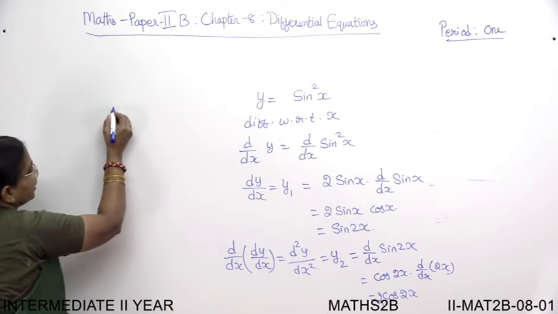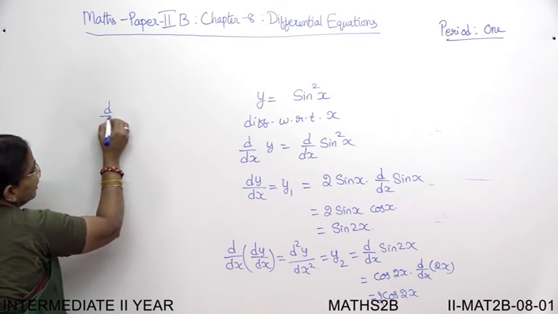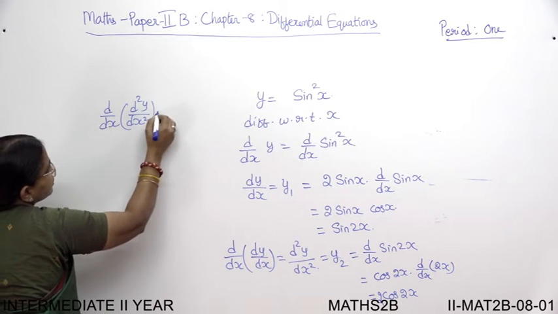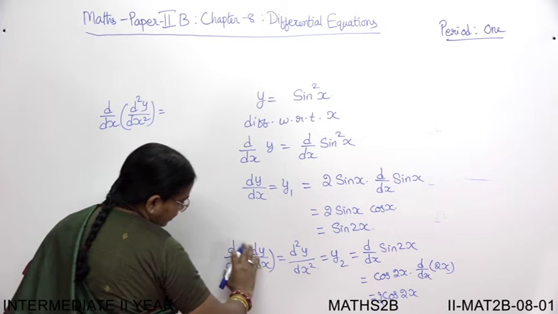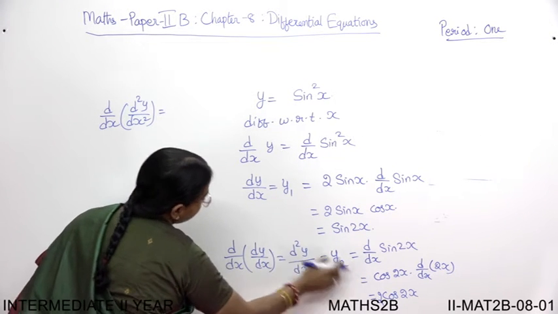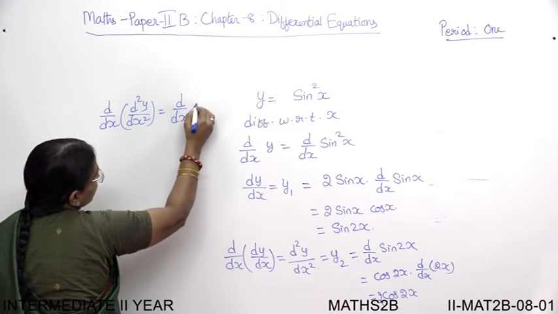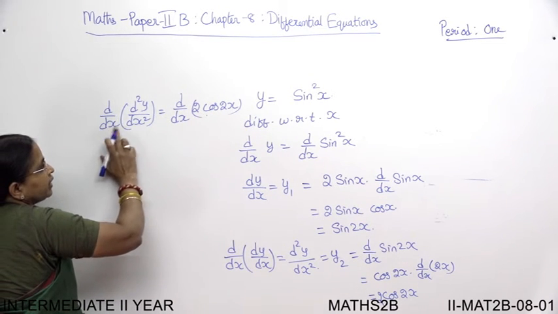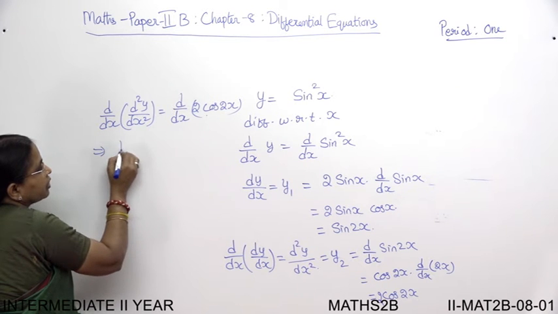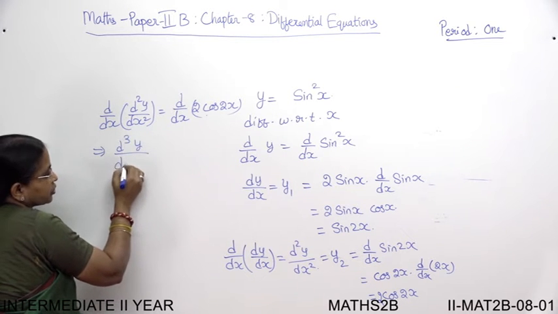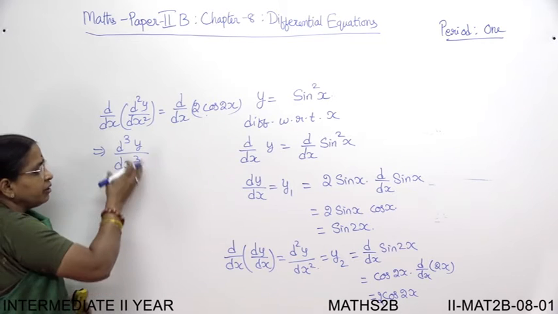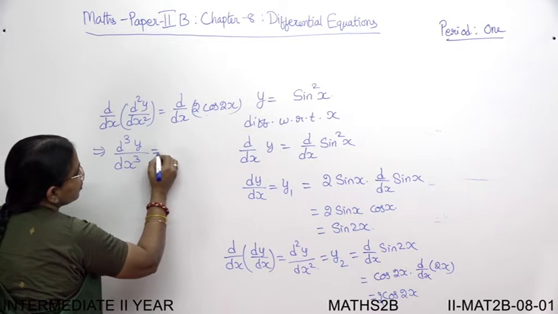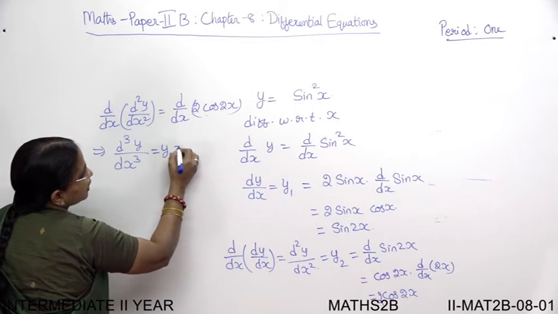Again, differentiating with respect to x, it is d by dx of d square y by dx square, which is d by dx of 2 cos 2x. Now this d by dx of d square y by dx square is denoted by d cube y by dx cube. Again, if you differentiate, it is d power 4 y by dx power 4. This is denoted by y3.